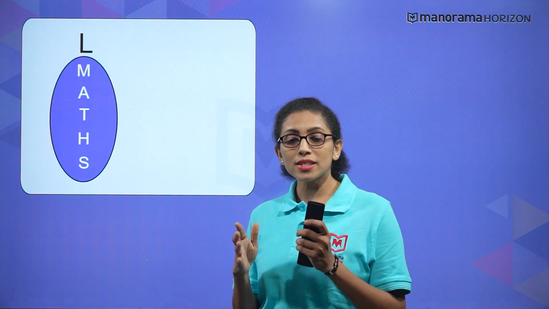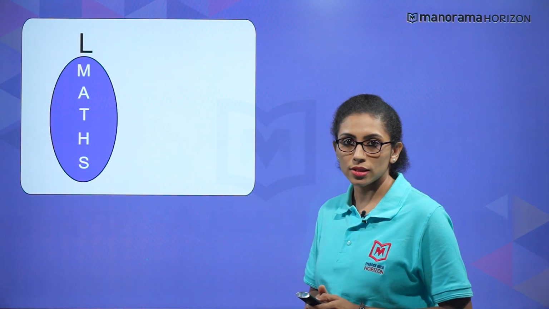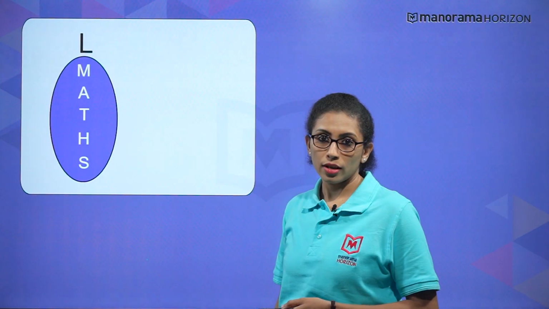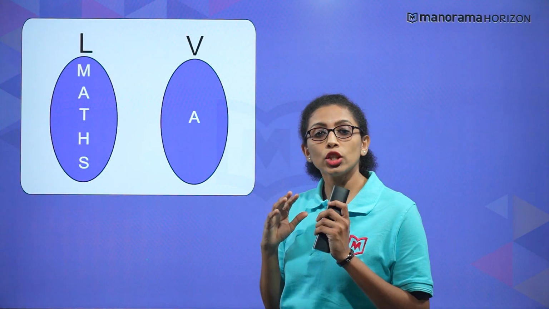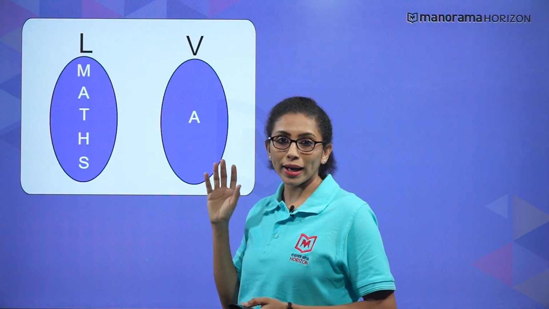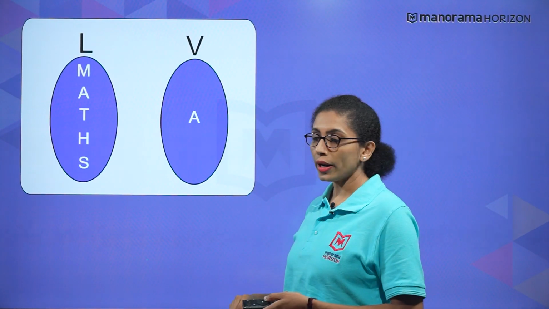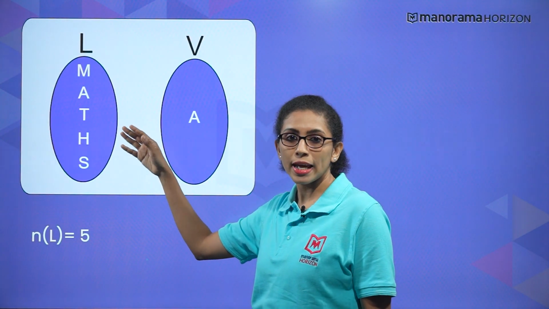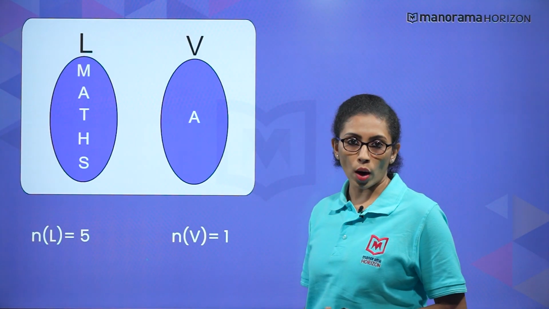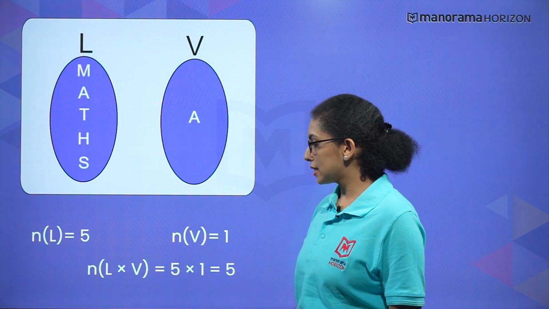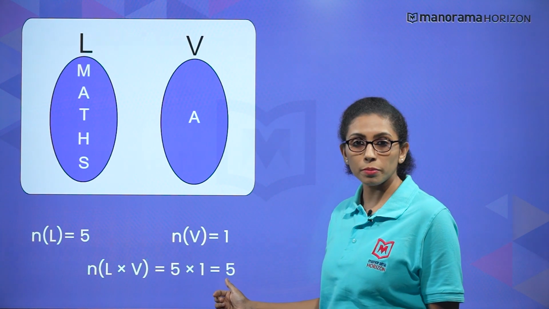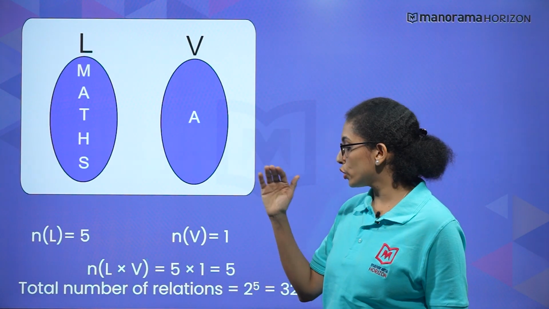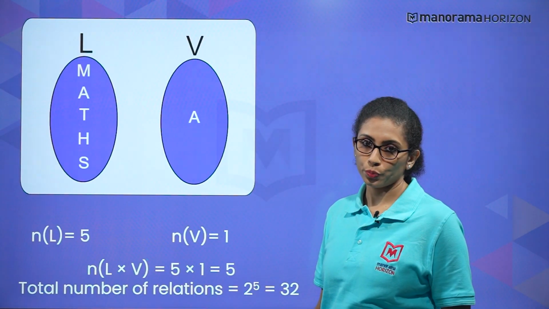Set L represents the set of letters in the word MATHS. So, your set L will be {M, A, T, H, S}. Now, set V represents the set of vowels in the word MATHS. So, it contains only the letter A. Alright. Now, what is n(L)? n(L) is equal to 5, the number of elements in L. Now, n(V) is equal to 1. Now, n(L cross V) is equal to 5 into 1, which is nothing but 5. Now, the total number of relations is given by 2 raised to 5, which is 32.